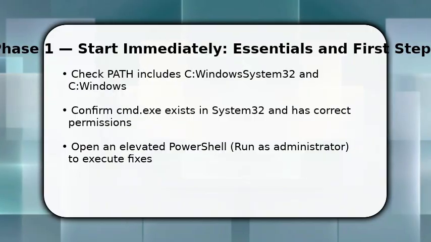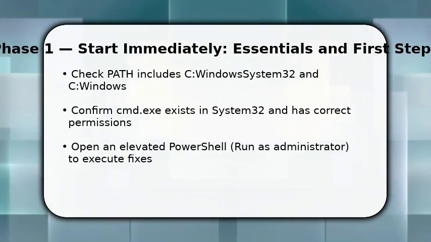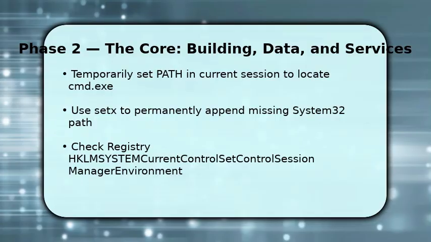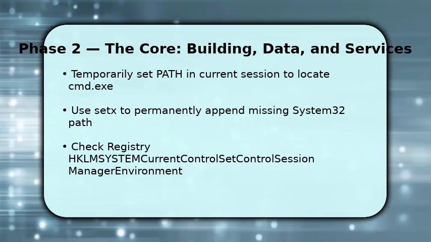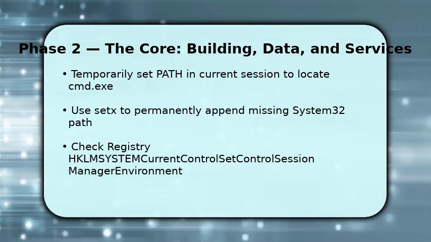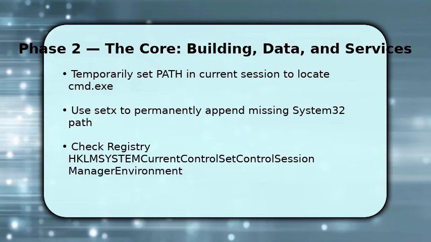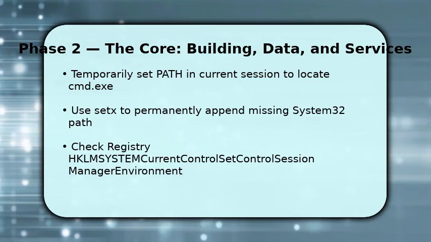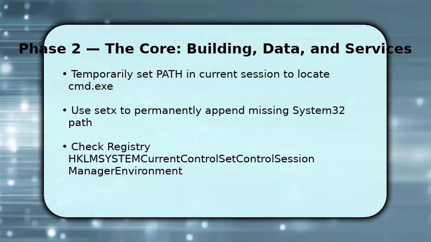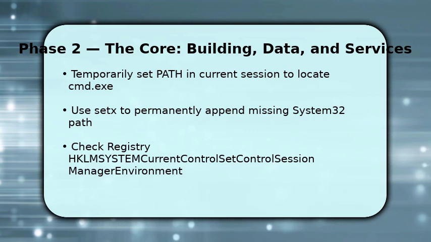Now you repair the path so the shell can find cmd. First, temporarily run $env:path += ;C:\Windows;C:\Windows\System32 to confirm cmd launches. If that works, use setx path "%path%;C:\Windows;C:\Windows\System32" from an elevated prompt to persist the change.